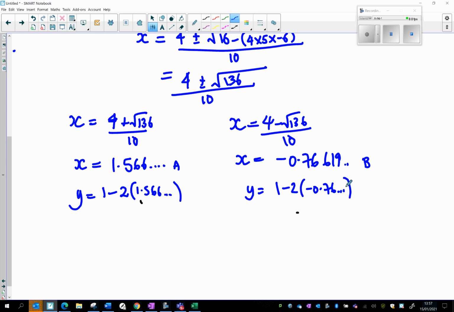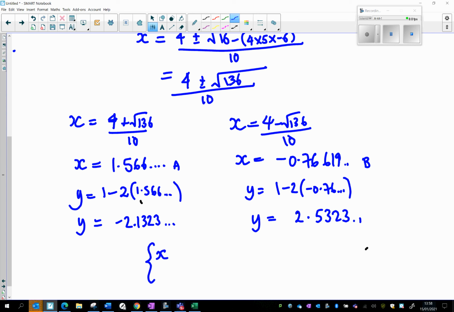So to put that into your calculator, I'm just going to write 1 minus 2, I think it's recall A on yours. So for this one, I get y comes out as minus 2.13. Okay, and for this one, I'm going to type in on my calculator 1 minus 2, recall B, and that comes out as 2.5323.